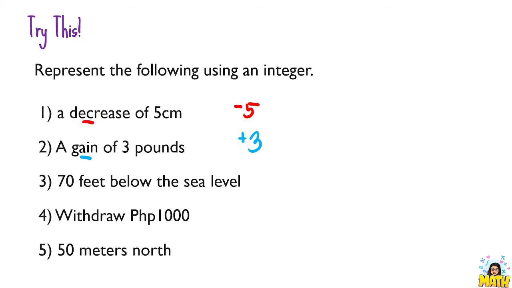Number 3, 70 feet below the sea level. The word below means negative. So this is negative 70. Number 4, withdraw 1,000 pesos. Withdraw means decreasing your money. So that is negative 1,000. And number 5, 50 meters north. North also means above. So this means positive 50. So this is how we represent these situations using integers.